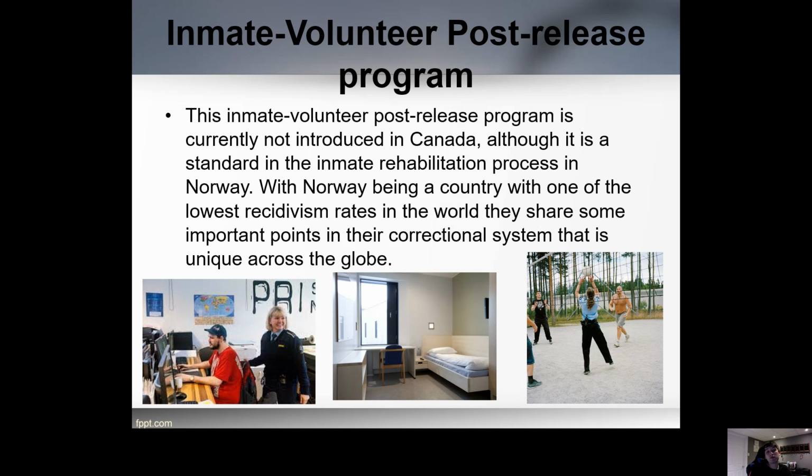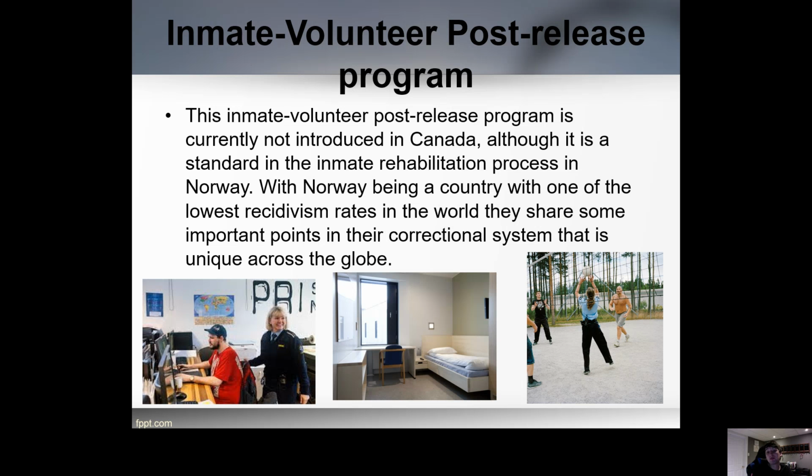The Inmate Volunteer Post-Release Program is currently not introduced in Canada, although it is the standard upon release in Norway, as part of what they call the inmate rehabilitation process. Norway has one of the lowest recidivism rates in the world, and they share a lot of important points in their correctional system that is unique across the globe because it's not really implemented everywhere.